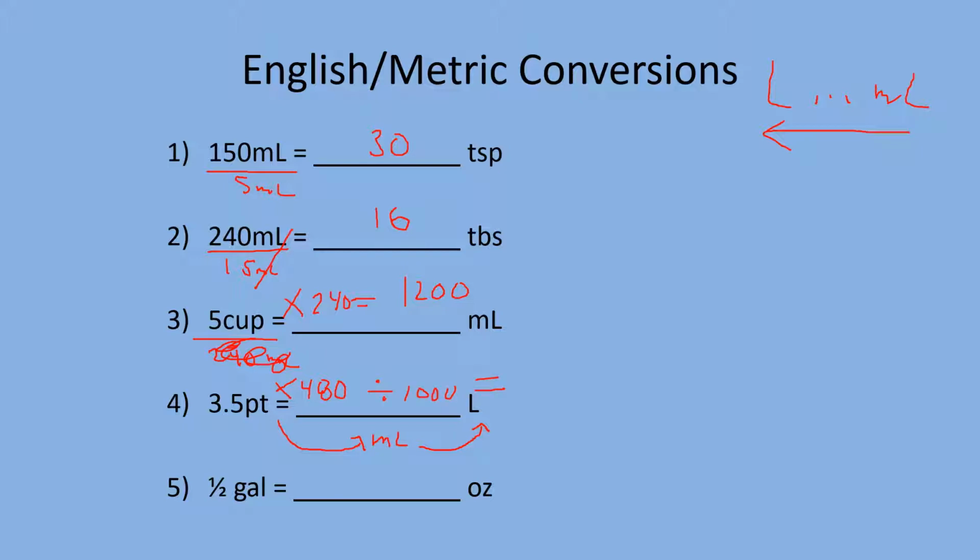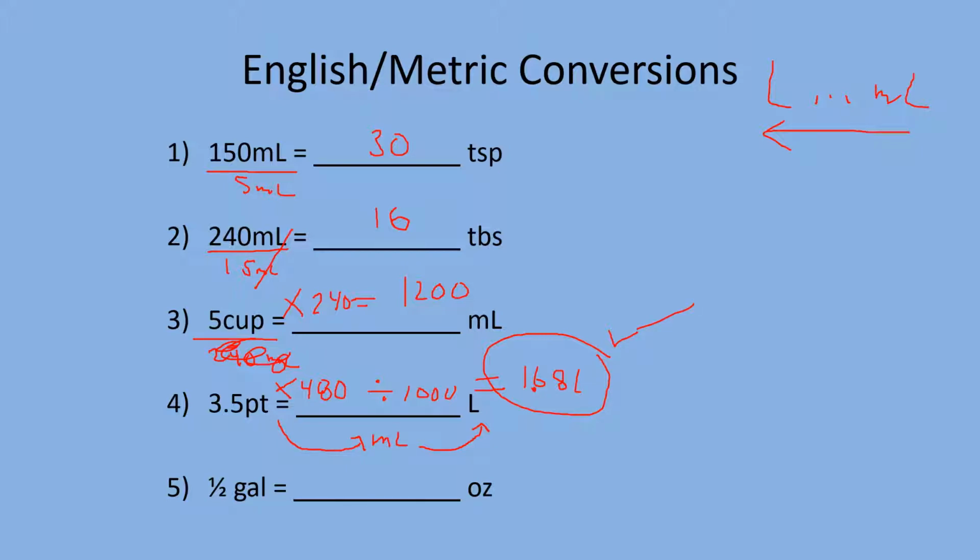So take 3.5 times 480 divided by 1,000. You got 1.68. What'd you get? 1.68 liters? Okay, yeah, 1.68. Oh, I was thinking quarts, sorry. Yeah, you're right. 1.68 liters. Yeah, that works. That checks out.